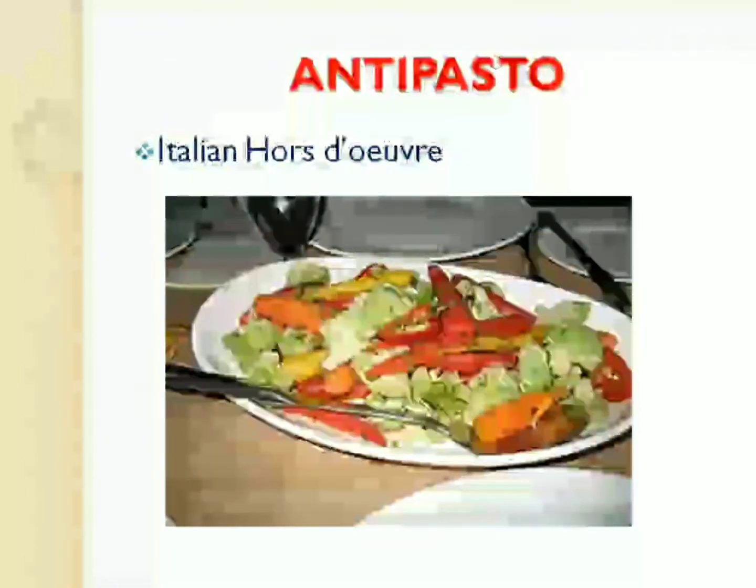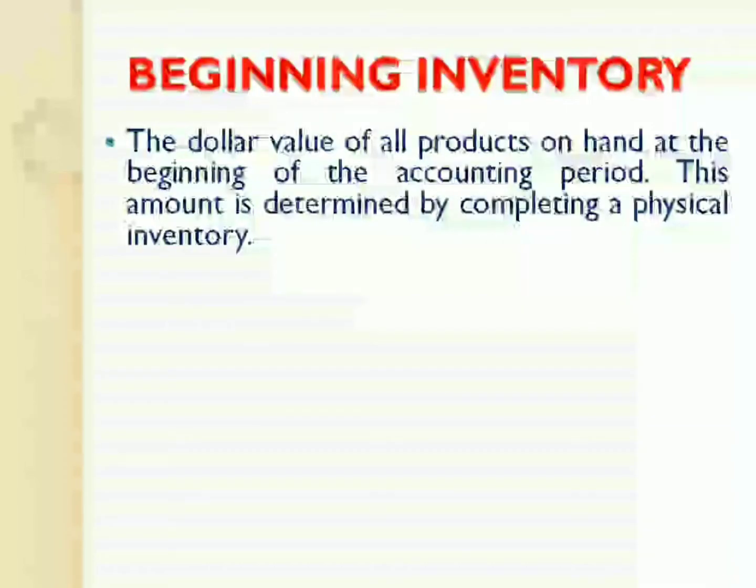Then beginning inventory. The beginning inventory is the inventory which is taken by a physical inventory, and it includes the value of all products on hand at the beginning of the accounting period. So the amount of items which are on hand is known as beginning inventory.